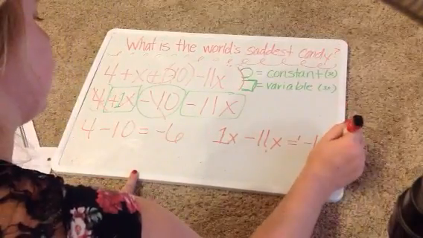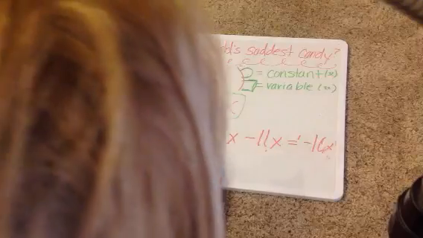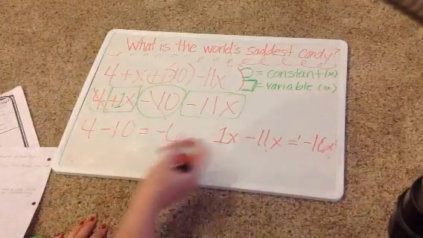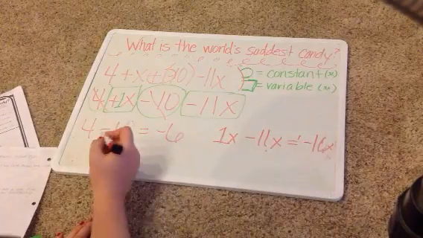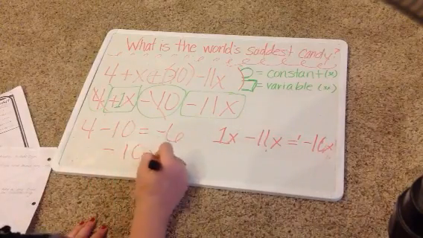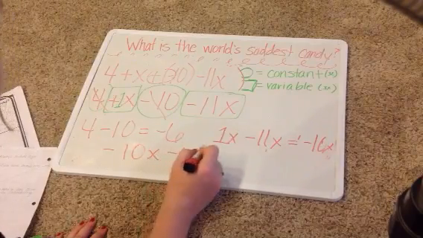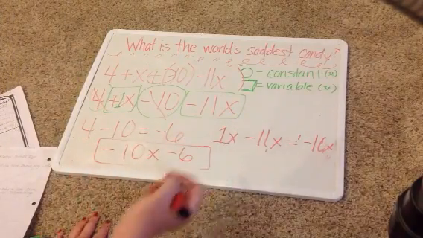Let me erase that so you can see that. Because remember, we're taking smaller and subtracting it from the bigger. So we have two negative numbers here, and remember our variable likes to go first. So we have negative 10x minus 6. Going to be our final answer.